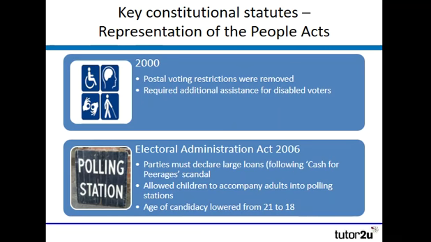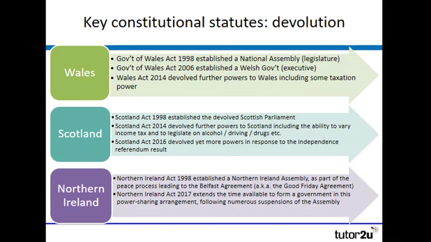And for the first time, children would be allowed to accompany their adults, parents or guardians into polling stations and be with them when they voted. Furthermore, parties must declare large loans following the so-called cash for peerages or cash for honours scandal.